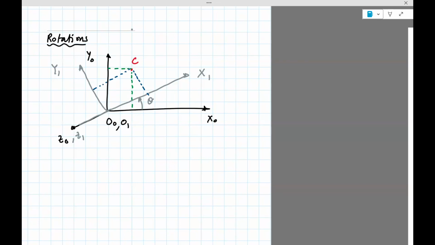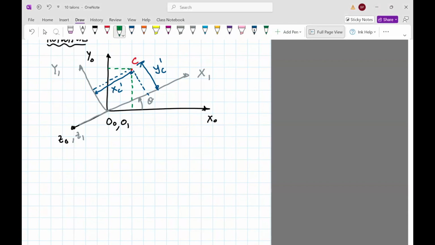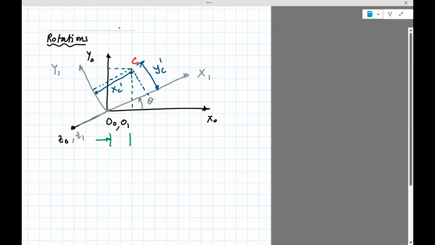So let's say that for our notation, this distance is y of c in frame 1, and this is x of c in frame 1. Okay, and then I could also, well, let me just write it down. So we could also have this would be x of c in frame 0, and this would be y of c in frame 0.